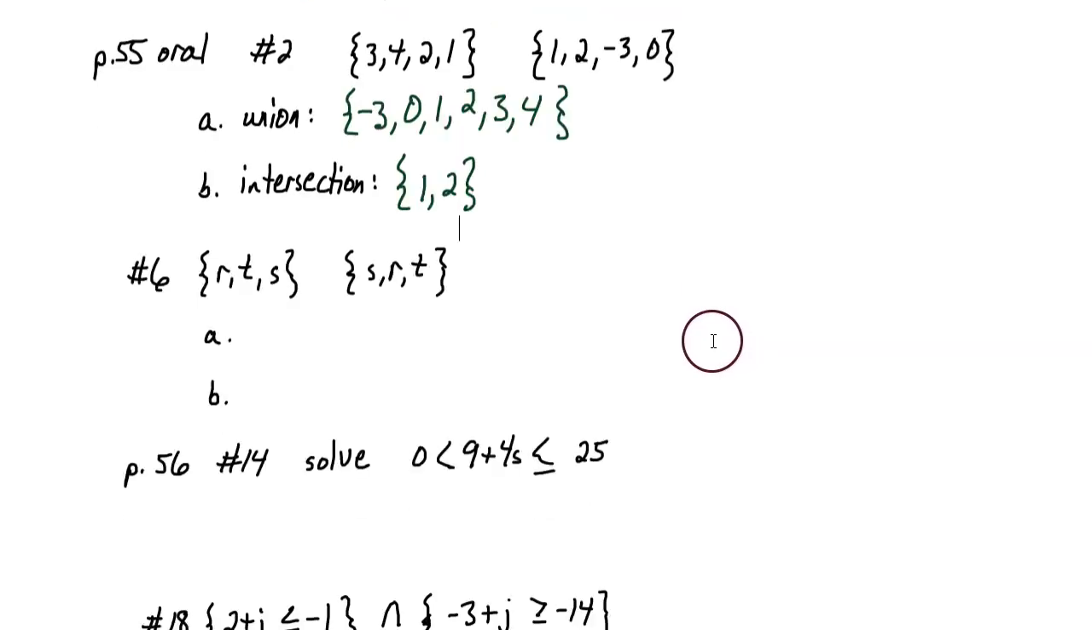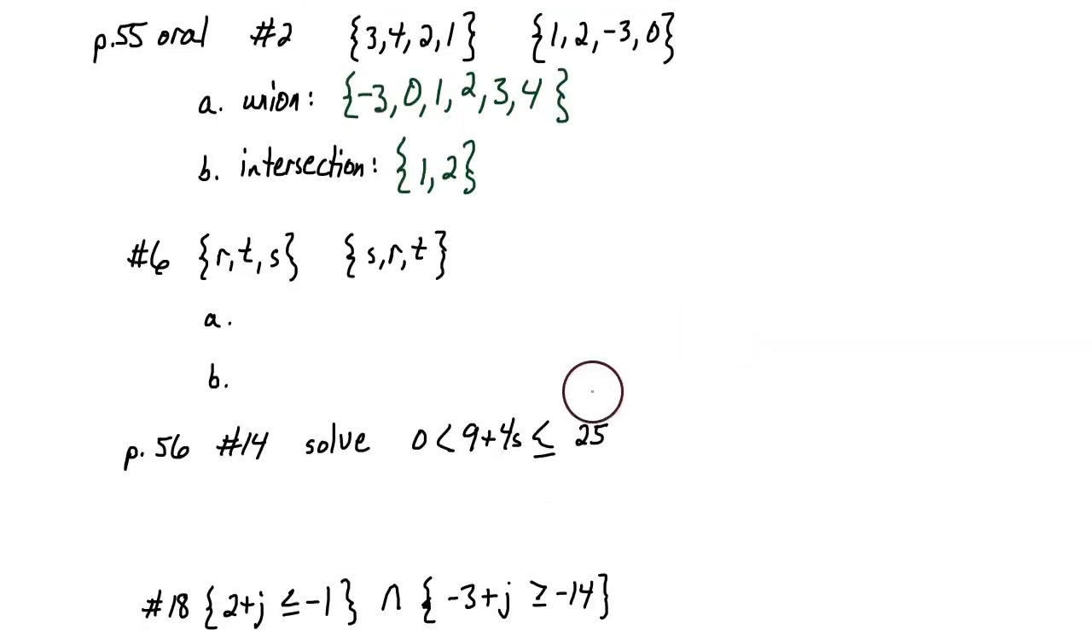Number 6, the first set has an R in it, a T, and an S, and the second set also has R, T, and S. They're not written in the same order, but they do have exactly the same elements. So in this case, the union and intersection are going to be the same set of numbers. The union is R, S, and T, and so is the intersection.